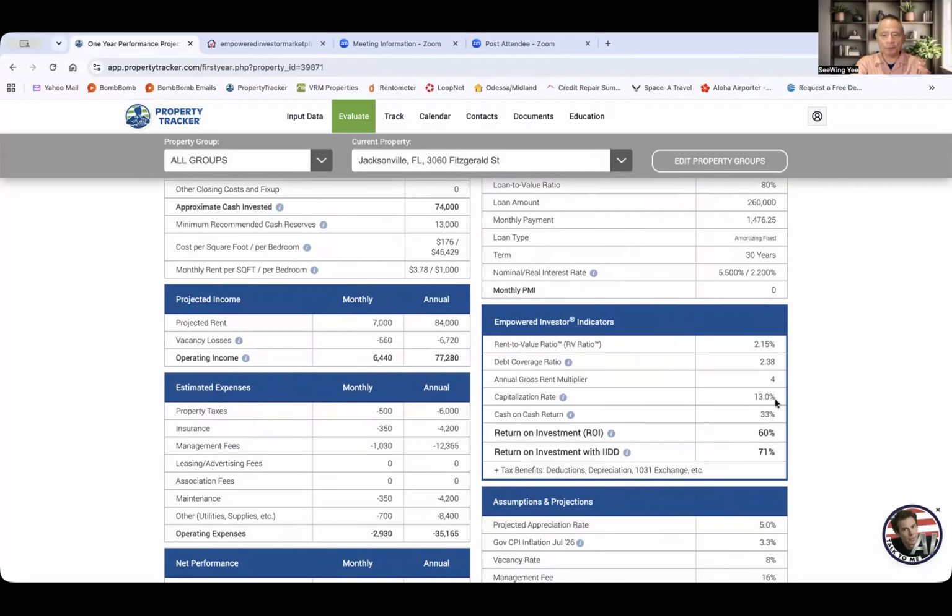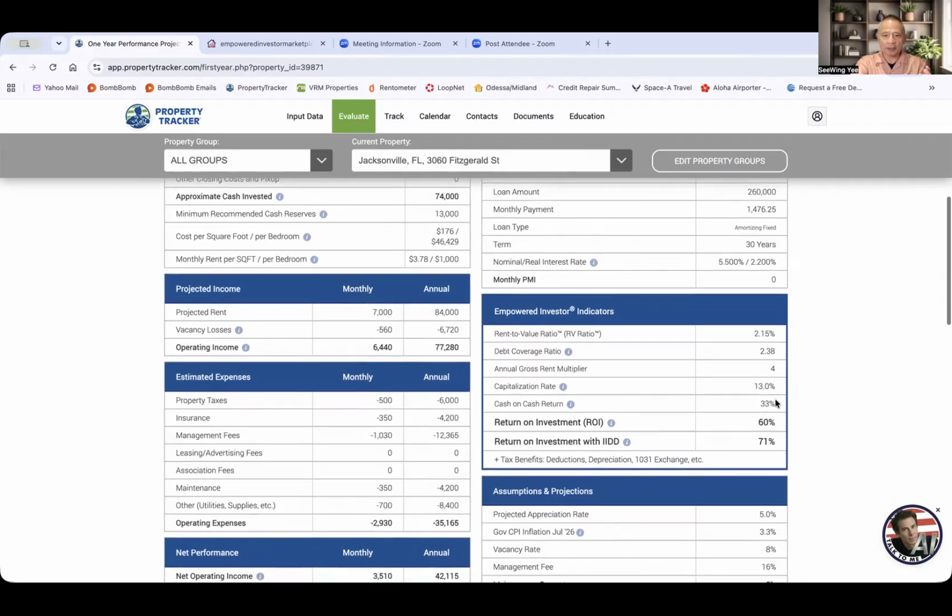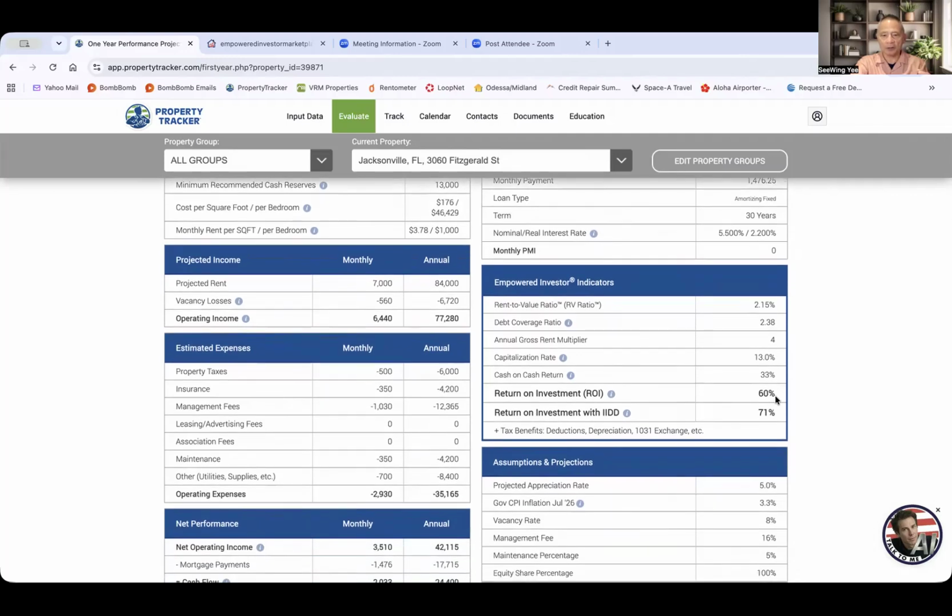13% is very, very high on any type of rental property, especially since a traditional rental can only give you like a 4 or 5% cap rate at the most. But this is a unique asset class, co-living, all right? It's up and coming, skyrocketing in growth.